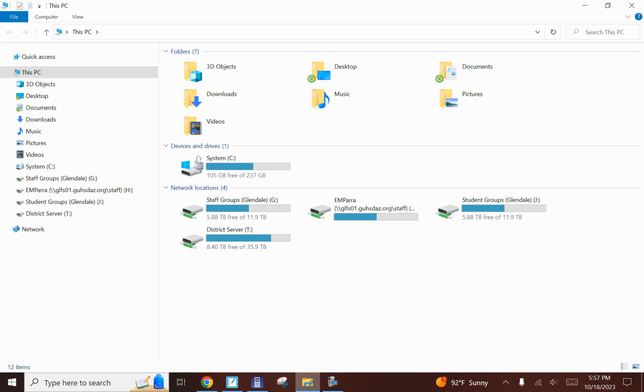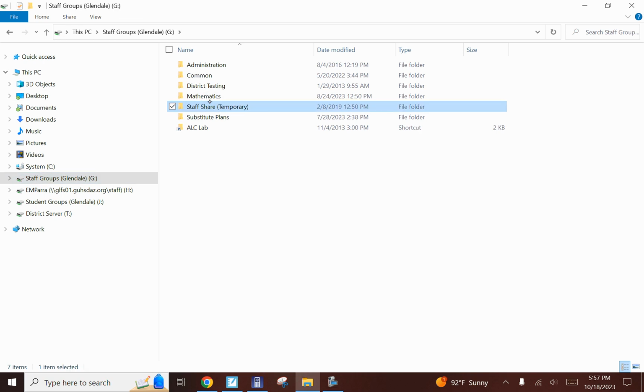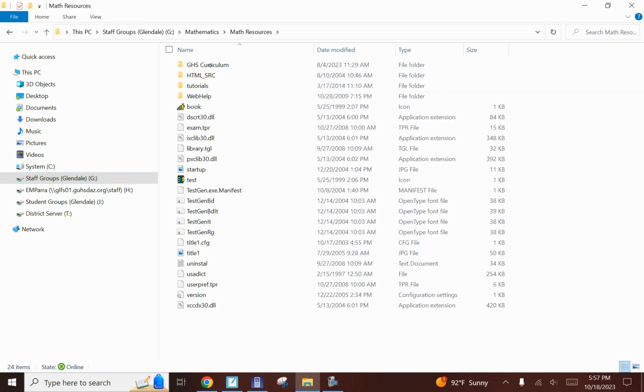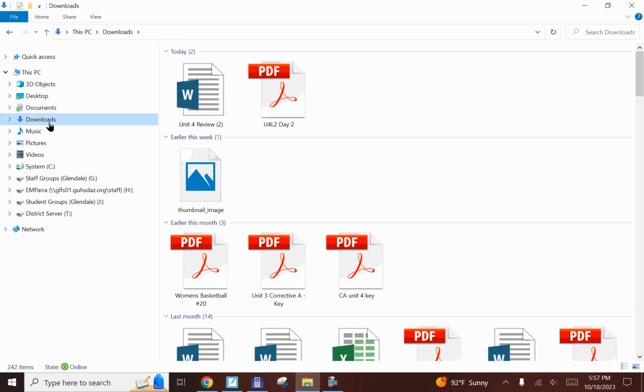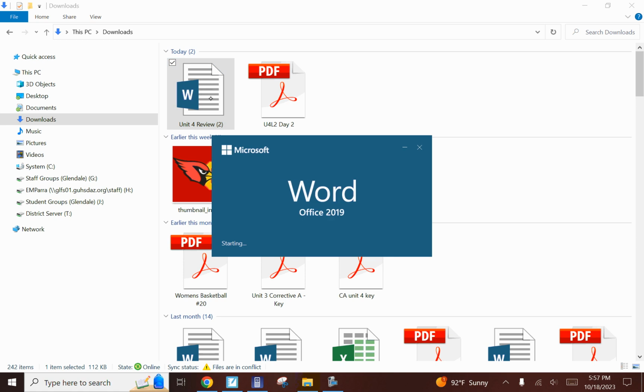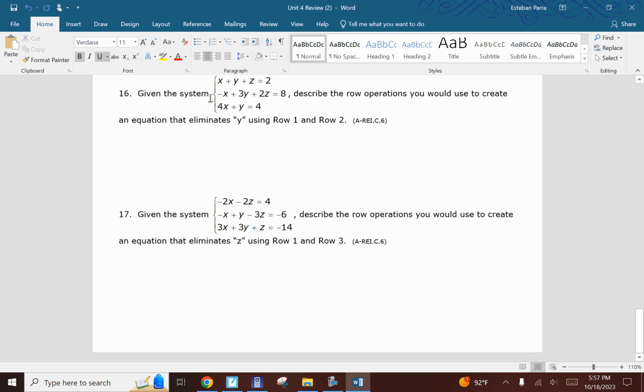Let me just double check. I'm going to go check the assignment real quick because I want to see if there's a distributed practice section. Actually, I'll go into my downloads because I think I have it in there. There's my review. Let's double check. Do we have distributed practice? There isn't any in the review, but there is some on the test. So I will tell you exactly what's going to be on there in a second video.